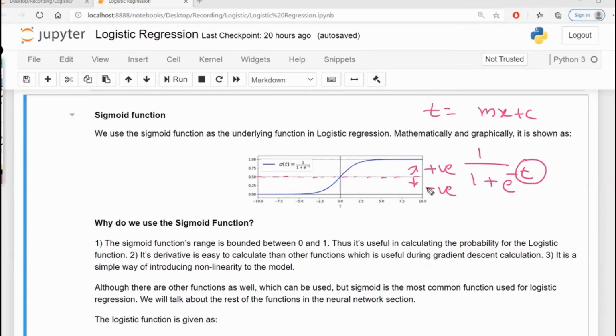Before that, we need to understand the assumptions of logistic regression. The assumption of logistic regression is that the data points should be linearly separable. When I say linearly separable, let's plot some data points here. Suppose I take some data points here and some data points over here.